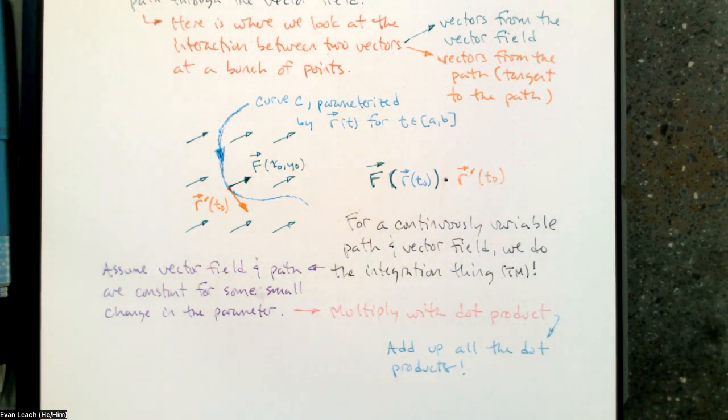Want to use multiplication? Things are continuously variable. Make things constant for some small changes so that we can multiply, and then just add up the results. Then to improve our approximation, we use more small changes in the parameter.